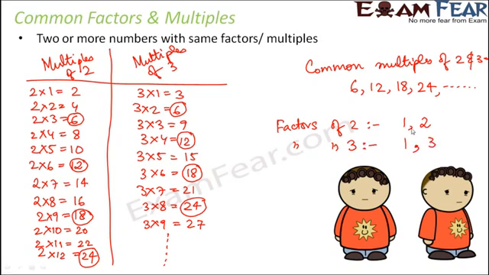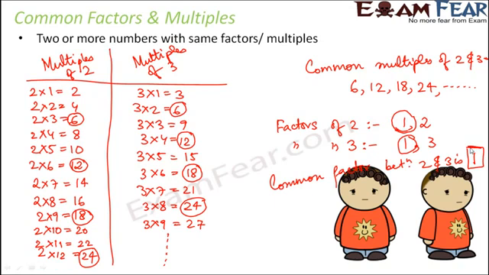So do you have any common factor? Yes, of course. 1 is a common factor. So 1 is a factor of 2 and 1 is also a factor of 3. So therefore we would say that common factor between 2 and 3 is 1. So they have just one common factor.